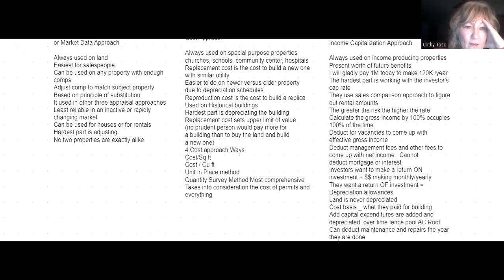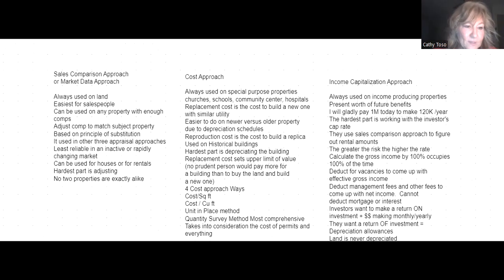So the sales comparison approach is always used on land. It's easiest for salespeople to use, can be used on any property with enough comps.